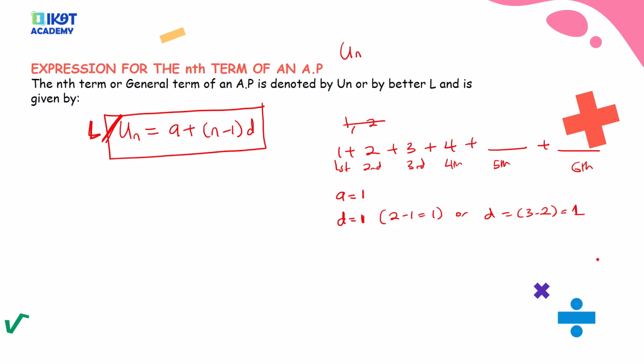Now, if I want to find the fifth term, and I want to use this formula, Un is representing the fifth term.